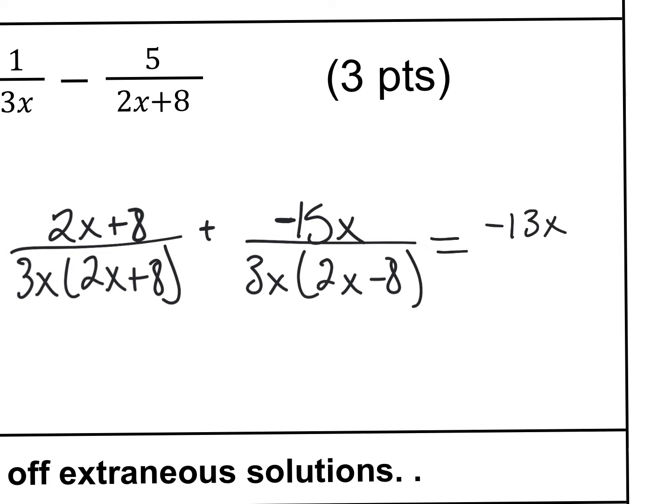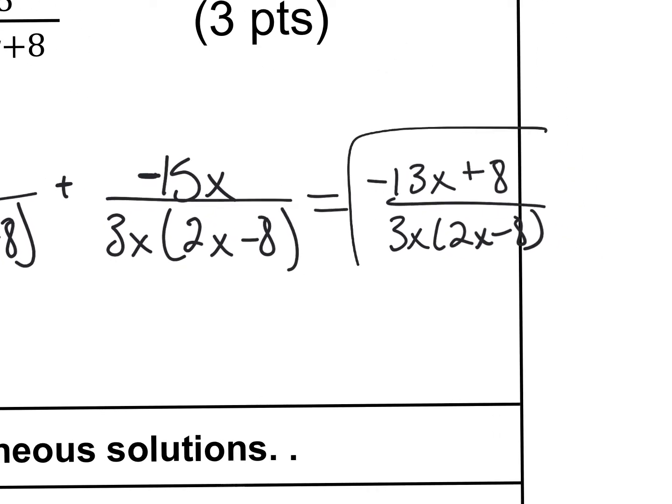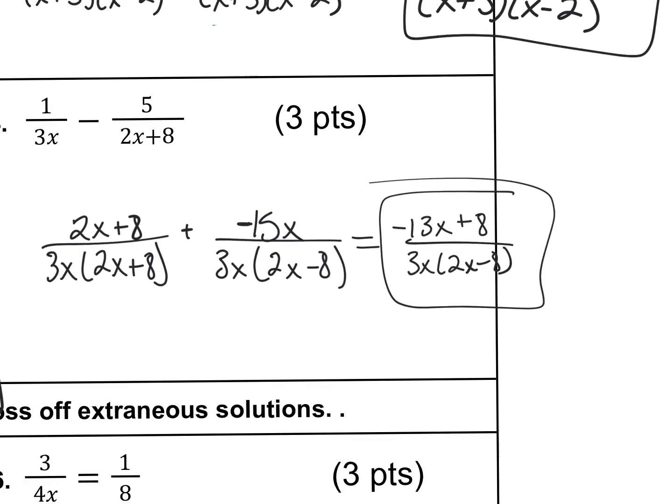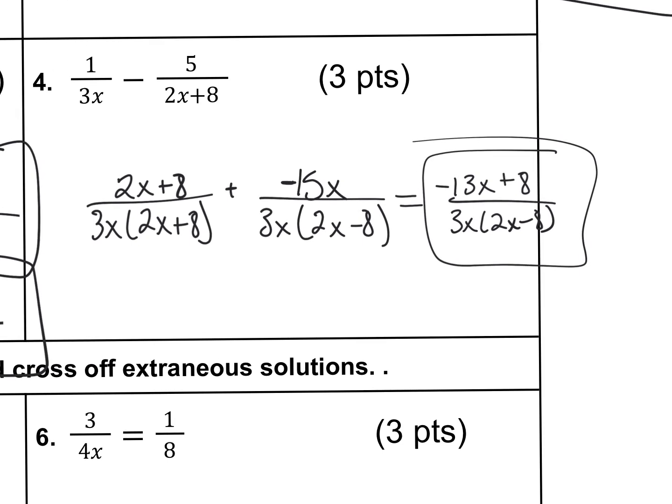Negative 13x plus 8 over 3x times 2x minus 8. Can I simplify anything else? No, absolutely not. Nothing is the same. Nothing will simplify. Yes, TJ. Wait till we're done. We're almost done. Any questions on that? No.